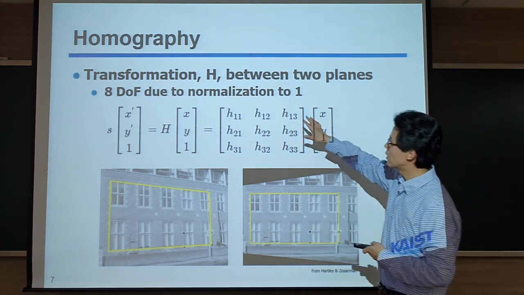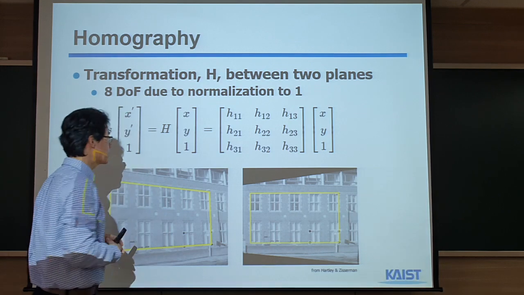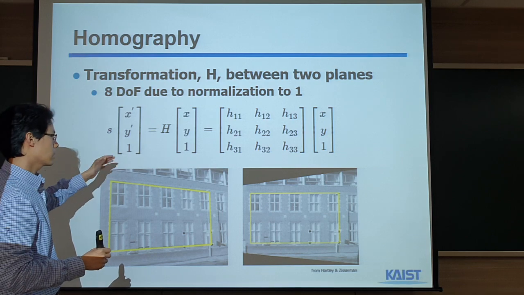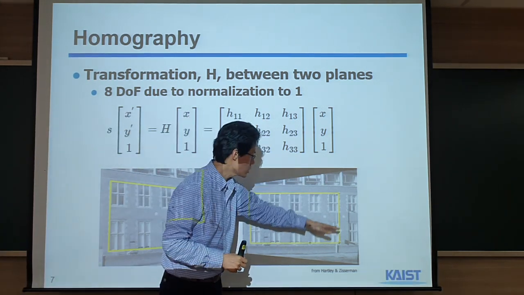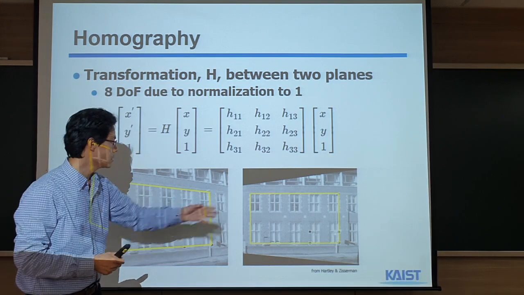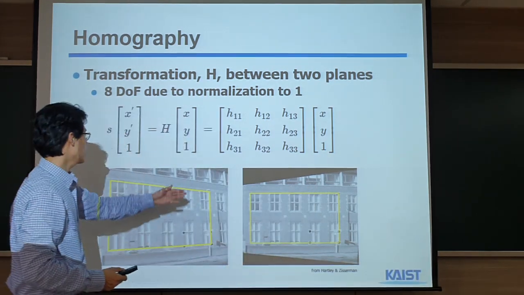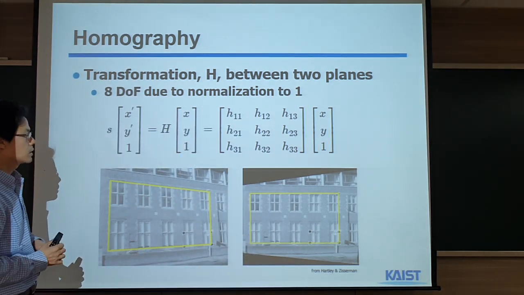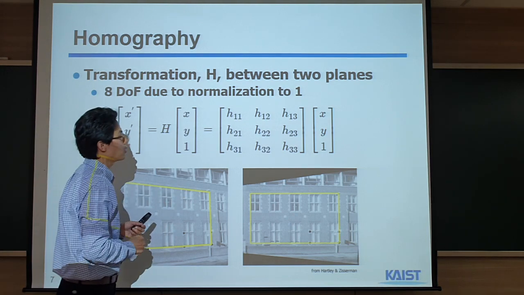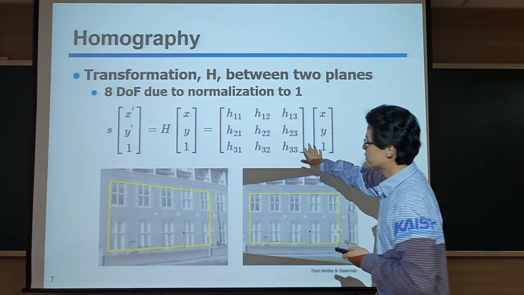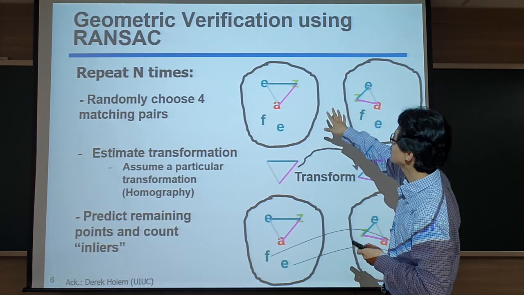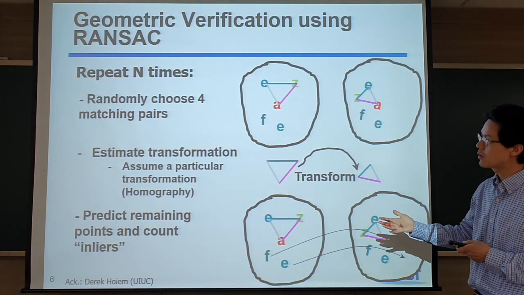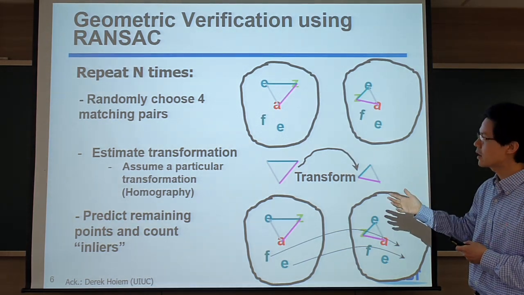Here we can explain the transformation between two planes. Suppose we had a rectangular wall, and if you look at this wall from that direction, the yellow rectangular shape looks like this, right? And then we can explain this kind of transformation with the homography matrix. That's why we use it for this RANSAC algorithm. Also, as I mentioned before, you can assume much more complicated transformations.